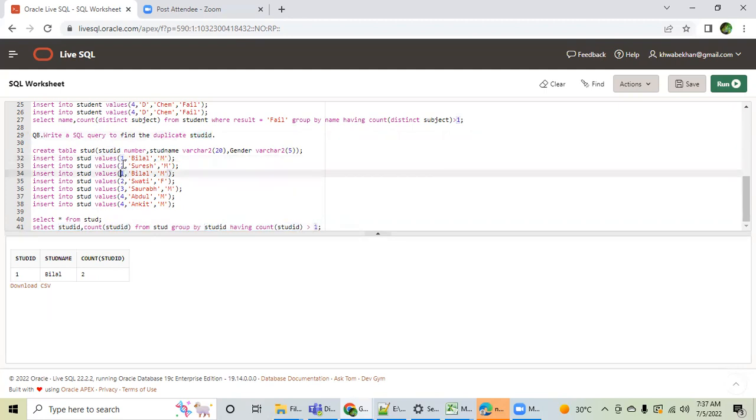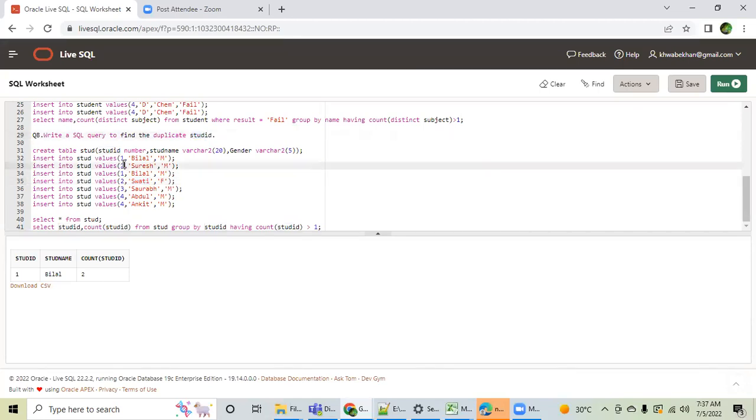We use distinct to find... No, first, one minute, hold on. I am asking just to find a duplicate student ID. I'm not bothered about the combination. If I'm talking about the combination, then you are correct: two Suresh and two Swati are different, they are not duplicates. But here I am bothered only about the student ID.